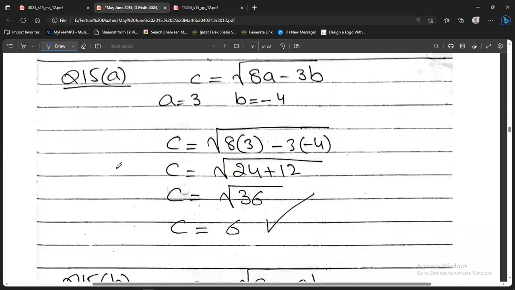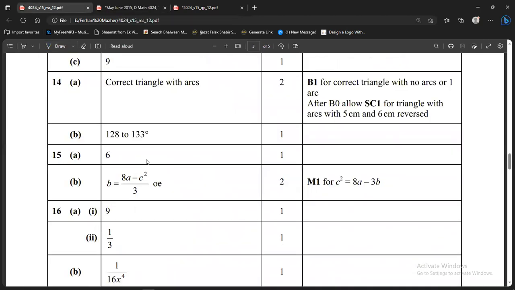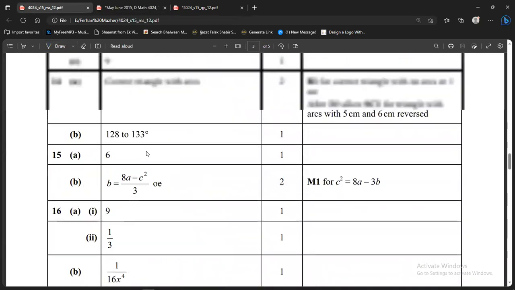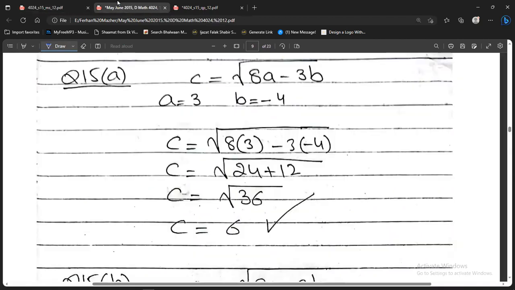So it will become square root of 8 into 3 minus 3 into minus 4. So 8 3s are 24, minus minus plus, 3 4s are 12. 24 plus 12, that's 36. And the square root of 36 will be 6. Question number 15, and its A part answer is 6.